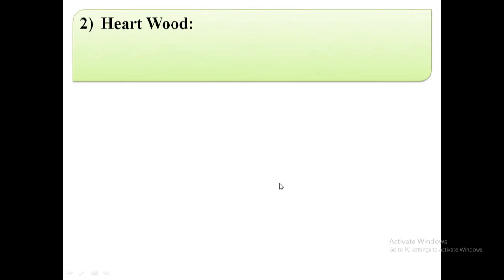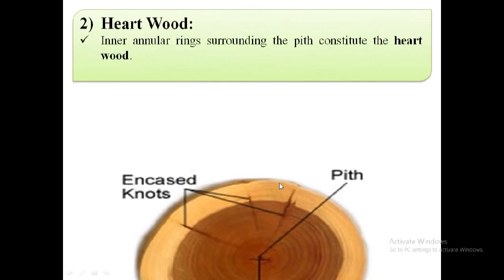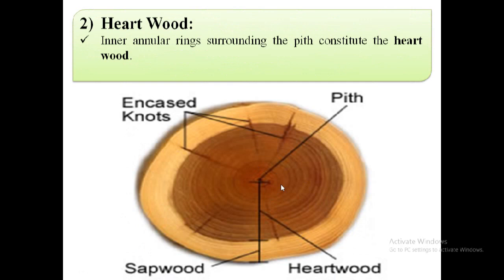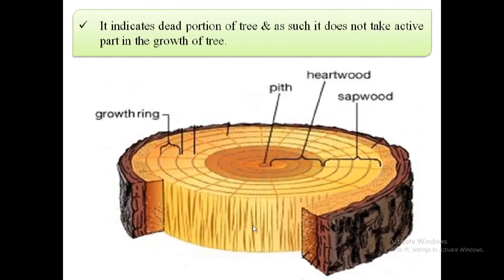Second component is heartwood. Inner annular rings surrounding the pith constitute the heartwood. So in this image we can see this is the heartwood, which is the inner annular rings surrounding this pith. As shown in this image, this heartwood is usually dark in color. So this heartwood indicates the dead portion of the tree and as such it does not take an active part in the growth of the tree.